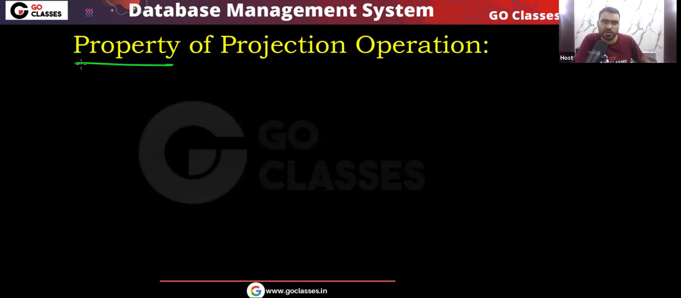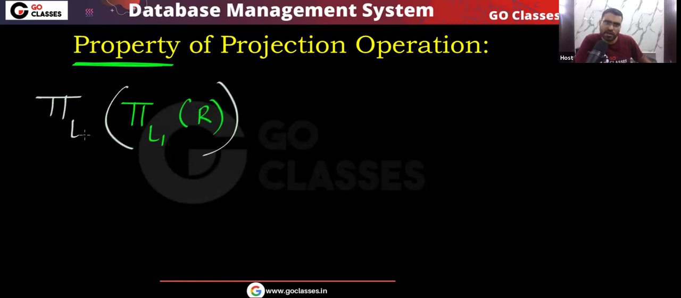What is the property? Let me tell you. The property is like this. First let's assume you have pi L1 on R, and then let's assume you apply pi L2. First, you tell me, if this is a valid query, then what should be the relation between L2 and L1? A very simple question I am asking. L2 is a subset of L1, right? Yes or no?